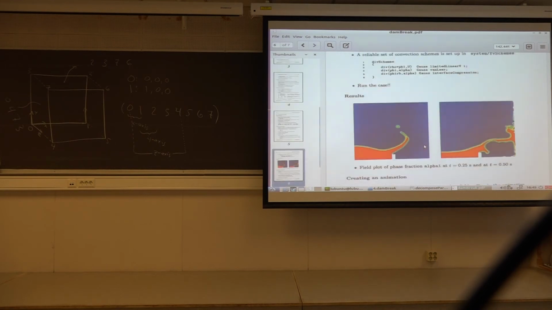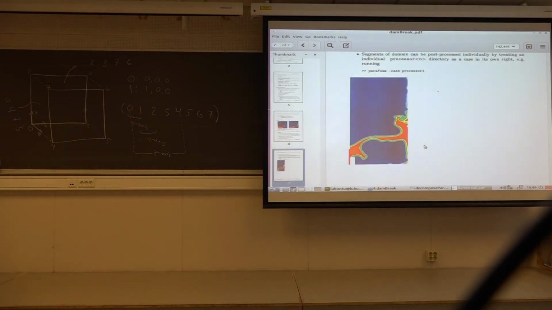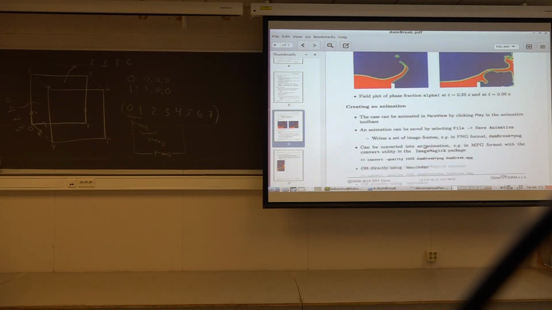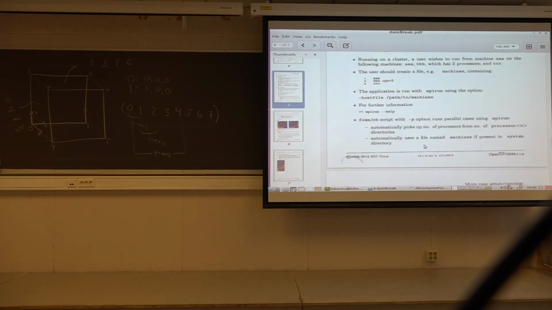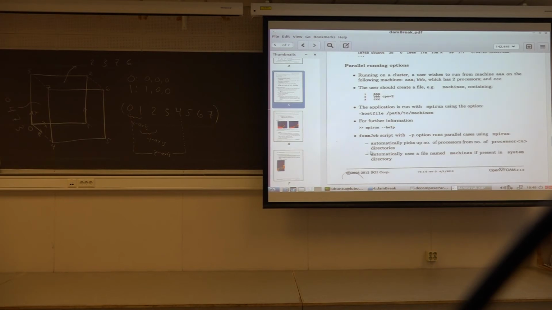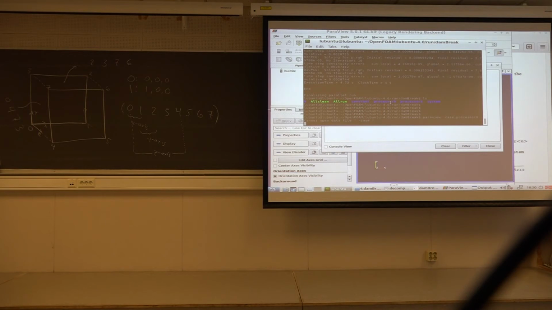So let's see. Where was it? Just reconstruct. Should be here somewhere. Let's just try it. paraFoam, or actually paraView, I think it is, minus case, say processor 0. Let's see if he can handle it.